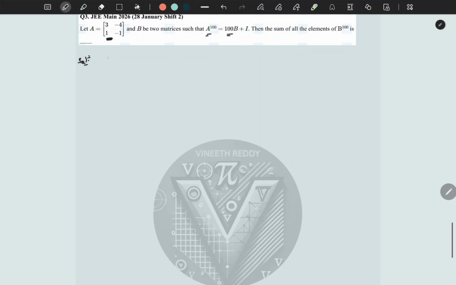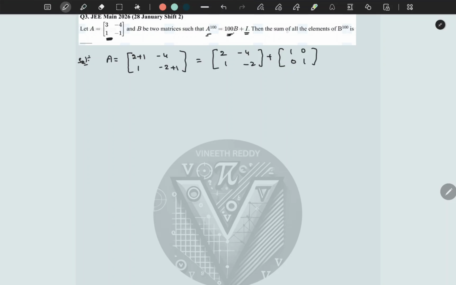See, this matrix A can be written with 3 as 2 plus 1, minus 4, 1, and minus 1 as minus 2 plus 1. You'll understand what I am doing. So this can be written as [2 -4; 1 -2] plus [1 0; 0 1], right? Why am I writing this? Because we do have an I here, right? Then what do we want?